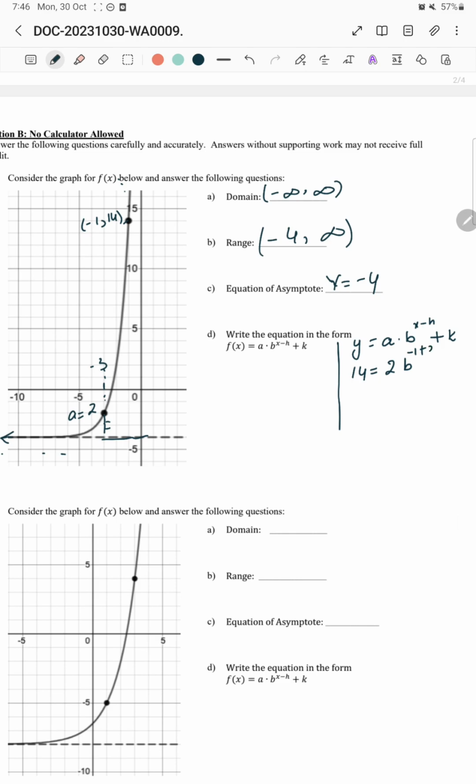-3, and -8 would be +3. Plus k is -4. So 14 plus 4 is equal to 2b square, and 18 is equal to 2b square. 9 is equal to b square. B is equal to 3.